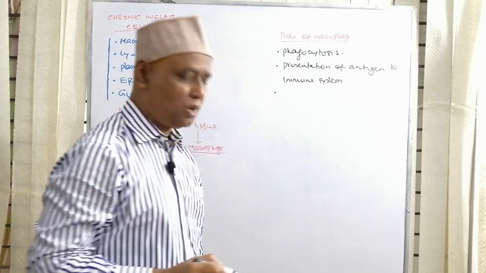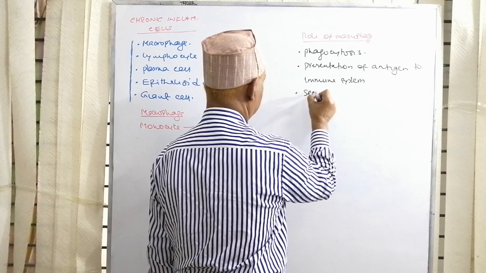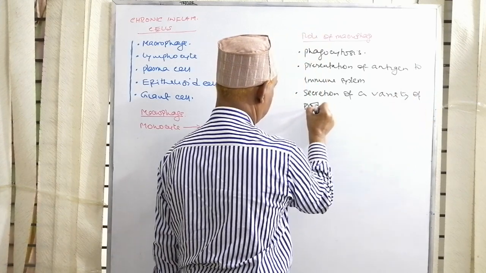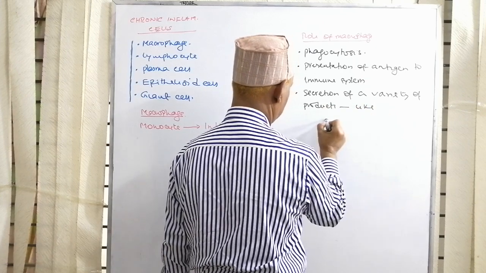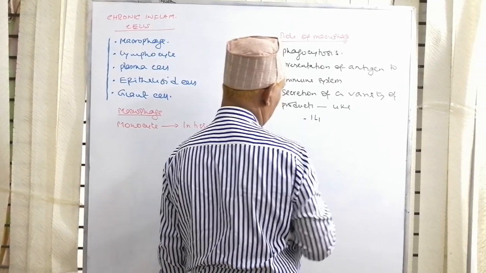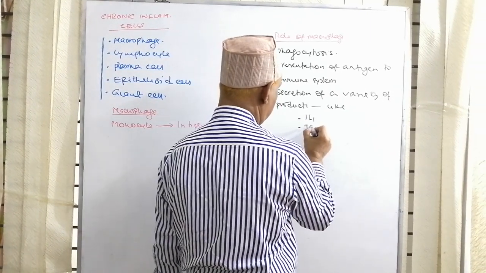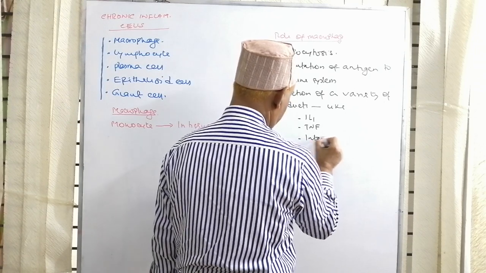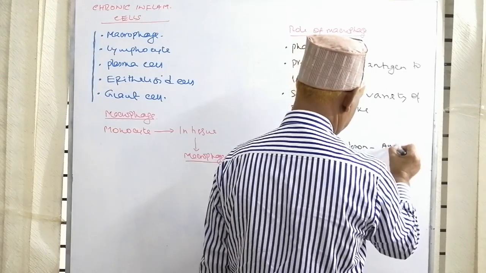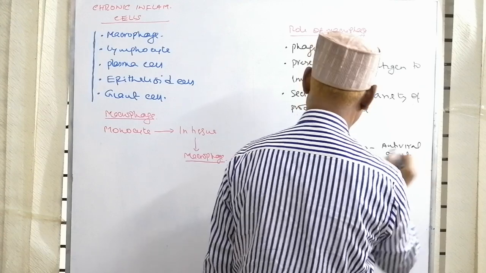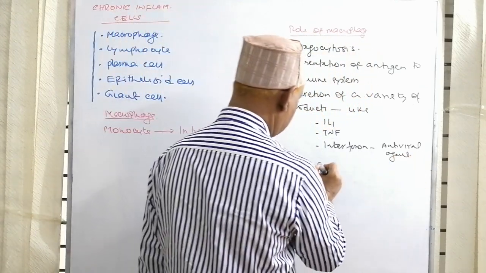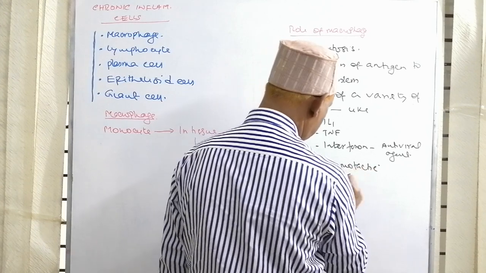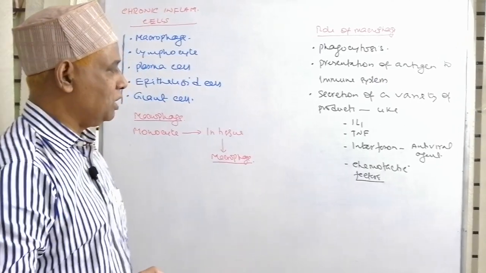Another role, secretion of a variety of products like interleukin 1, like TNF, tumor necrosis factor, interferon, which is an antiviral agent. It is also associated with secretion of chemotactic factors or chemotactic agents. These chemotactic factors are associated with the recruitment of neutrophils.